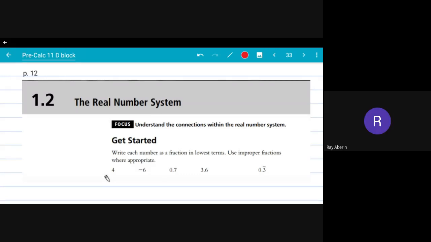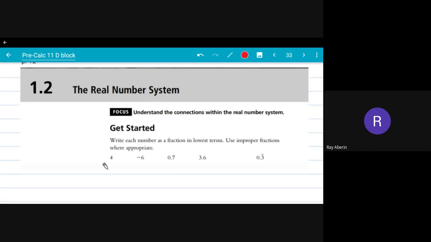Hello, everyone. Welcome back. This is section 1.2, wherein we are going to talk about the real number system. The real number system was also introduced to you or shown to you in Math 9. Perhaps some of you would be able to remember. So, having said that, let's take a look. This is page 12.